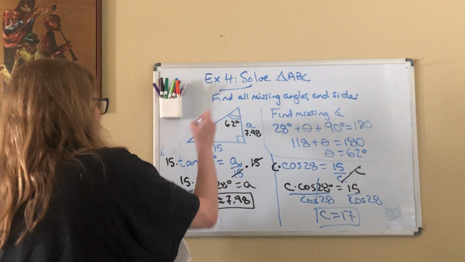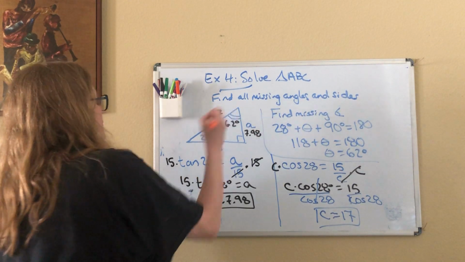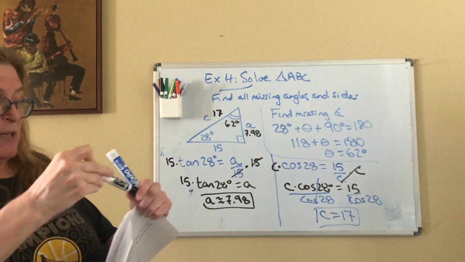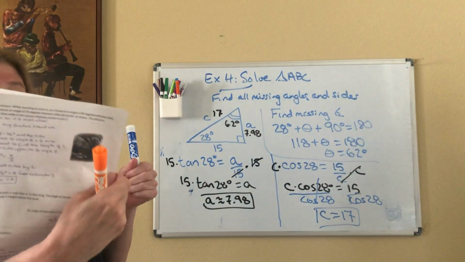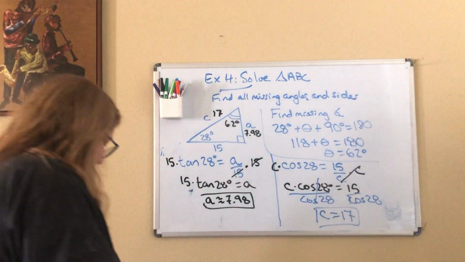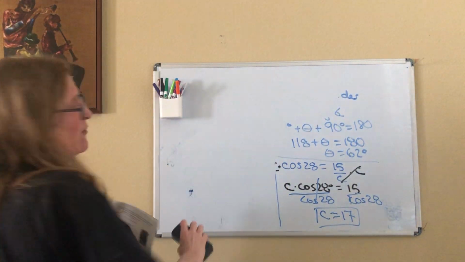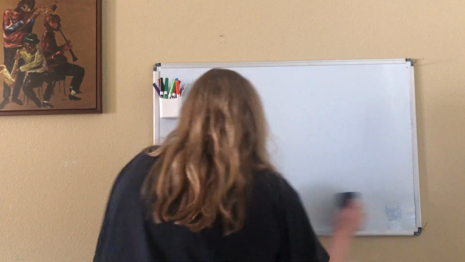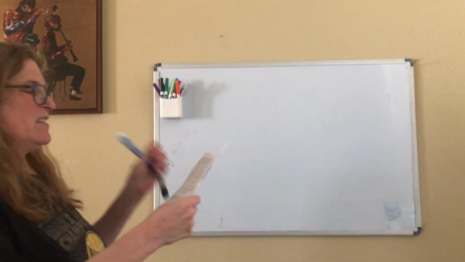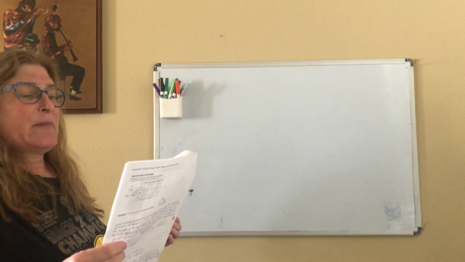So now we know every single angle and every single side of our triangle. So that is what it means to solve a triangle. Okay, guys, let's move on to example 5. Now, the diagram on example 5 did not turn out very good, but I'm going to basically redraw it, and then it'll be a little clearer.